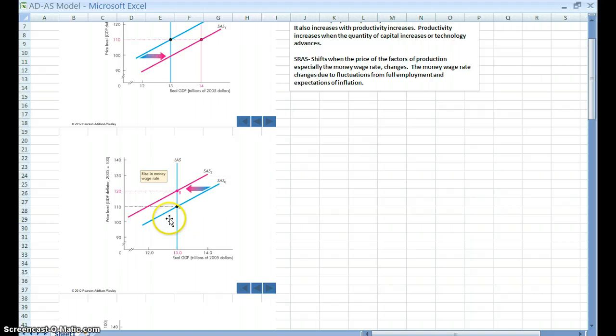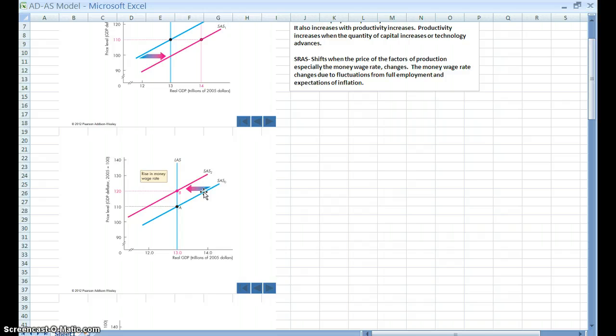You can go past full employment. Part-time workers can work more hours, full-time workers can work overtime, so you can get past full employment. But if you have a sustained period past full employment, you've got a resource scarcity.